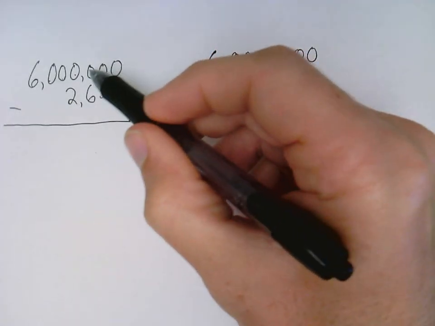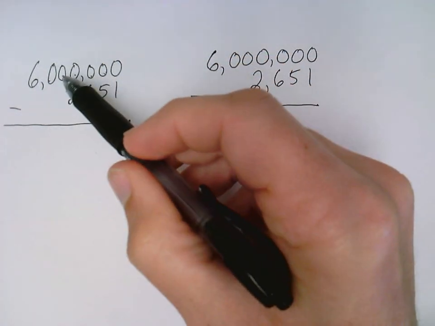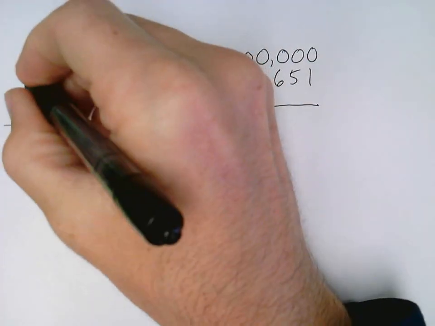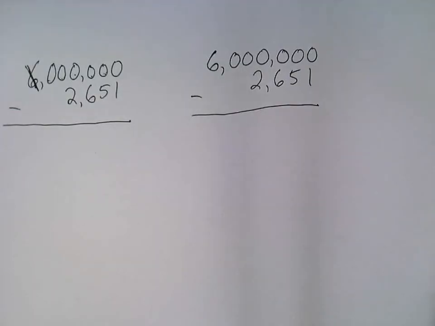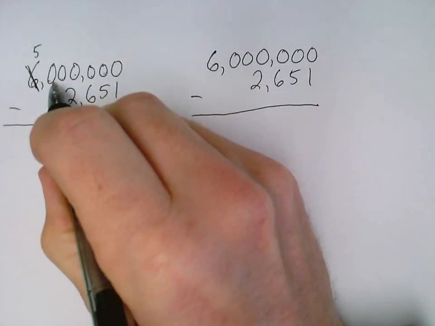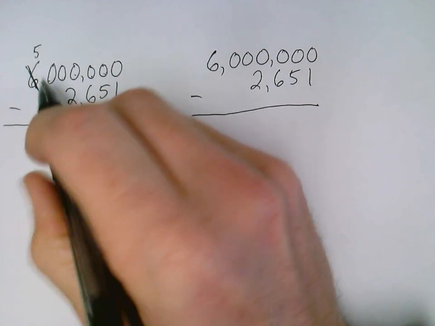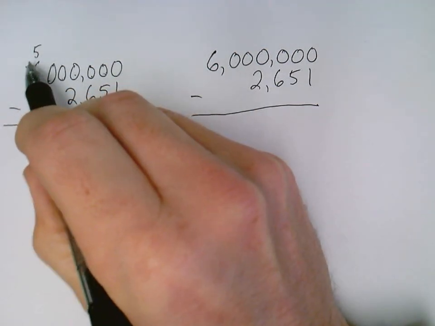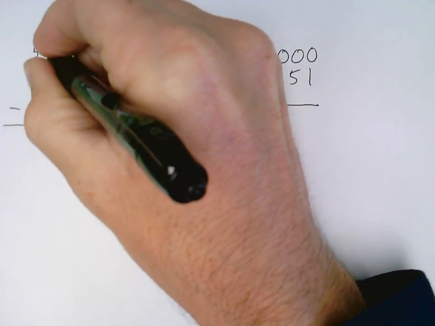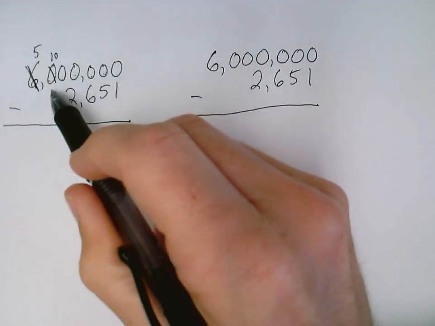We can't borrow from any of these because they're all zeros. We can't take something from nothing. So we need to borrow from the 6 in the millions place. I'm going to take one of those millions away, and I'm going to give it to the hundred thousands place. So the 1 million that I took away from the millions place is going to be worth 10 hundred thousands.